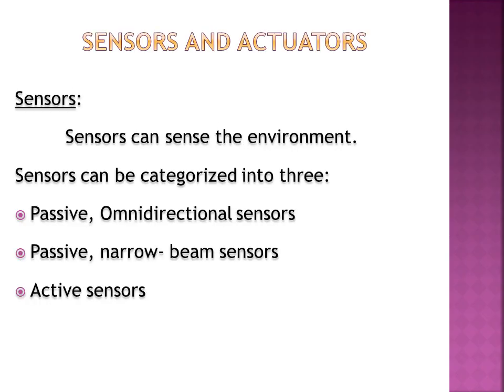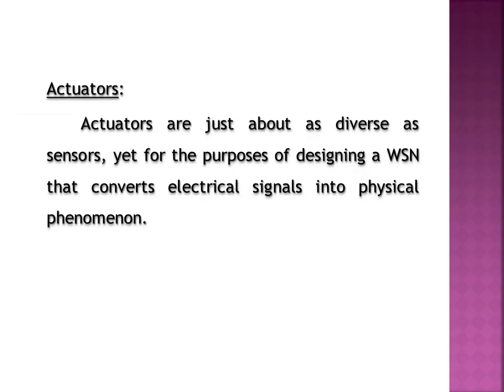Sensors and actuators. Sensors can sense the environment. Sensors can be categorized into three types: passive or omnidirectional sensors, passive narrow beam sensors, and active sensors. Actuators. Actuators are just about as diverse as sensors, yet for the purposes of designing a wireless sensor network, they convert electrical signals into physical phenomena.